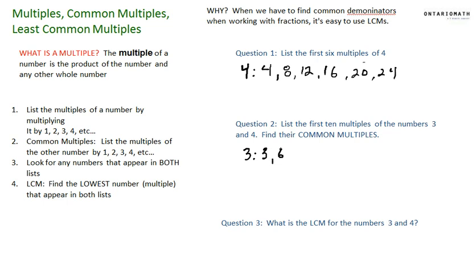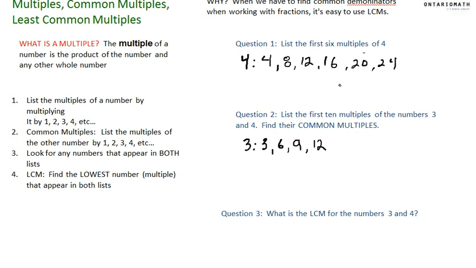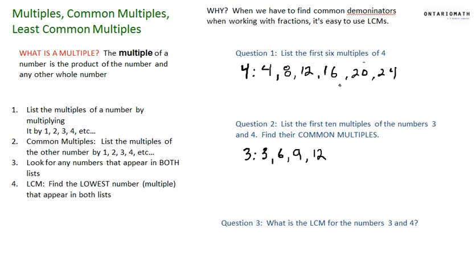Then 3 times 2 is 6. 9, 12. 3 times 5 is 15. 18, 21, 24, 27, then 30. So there are the first 10 multiples of 3.